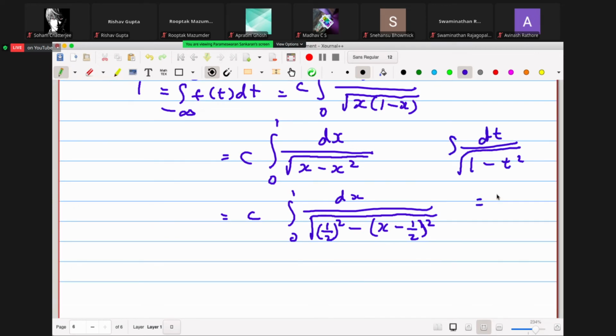This is sine inverse of t. But I'm sure I'll make a mistake if there is an a square. I know how to do it, but I will let you do it and compute the value of c. C is equal to what? Okay, compute it.